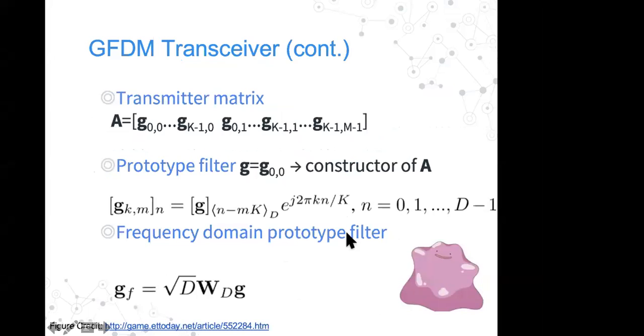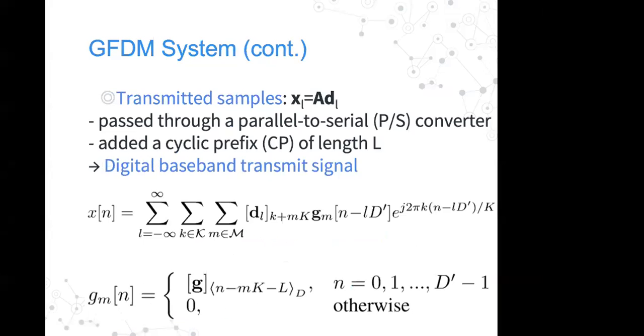So this is a frequency domain prototype filter. Then we arrange them in a matrix format, that is root D times W times WD into G. This gives the transmitted signal. Maybe it's not clear in this mathematics, but I can explain through other slides where you can easily understand through diagrams, because a lot of mathematics is involved in GFDM. Finally, the digital baseband signal looks similar to IFFT.